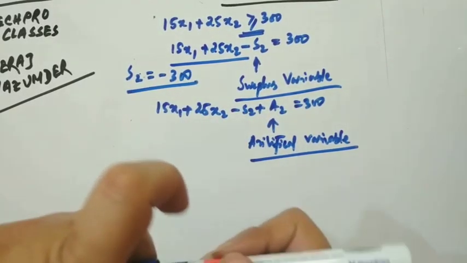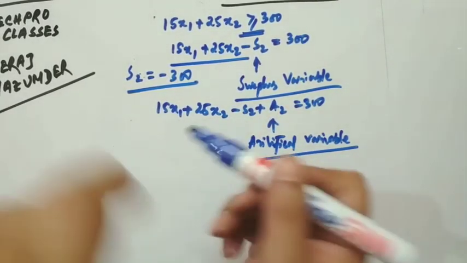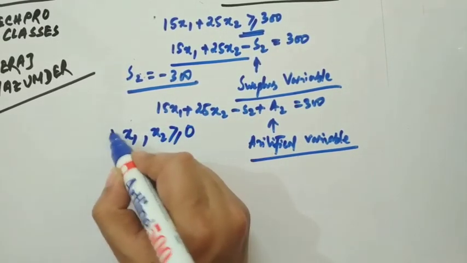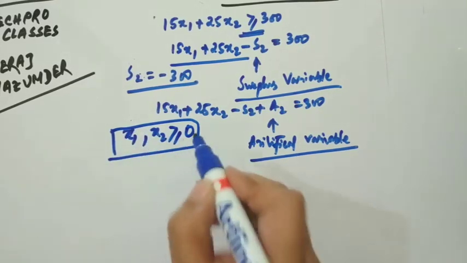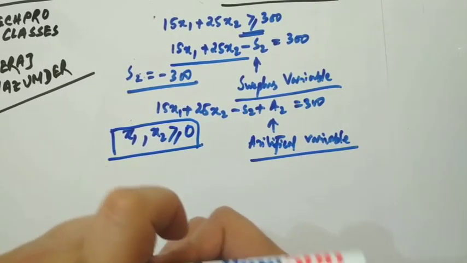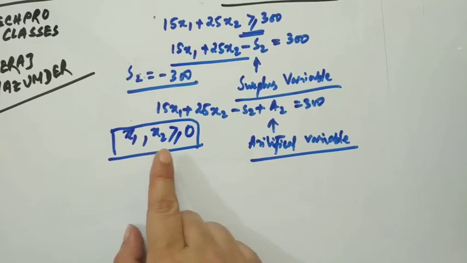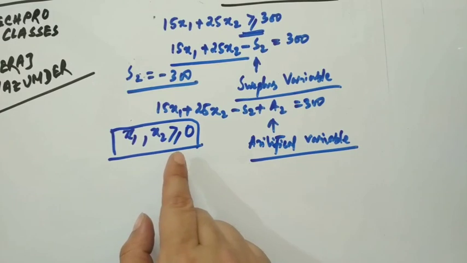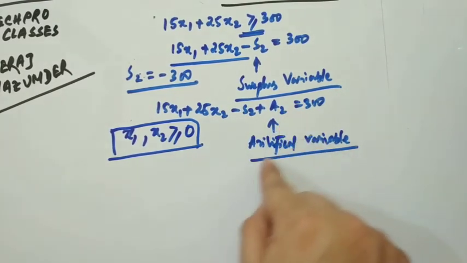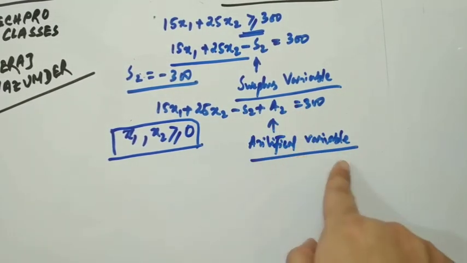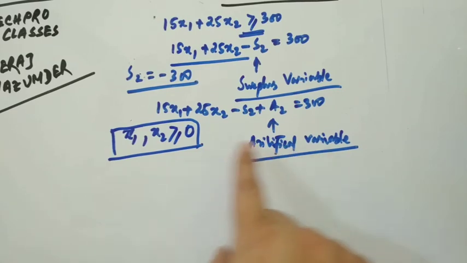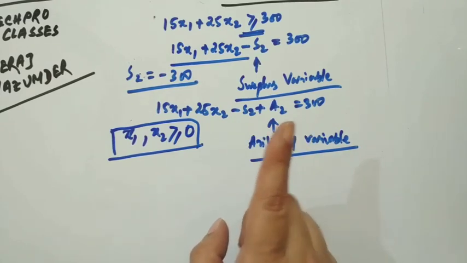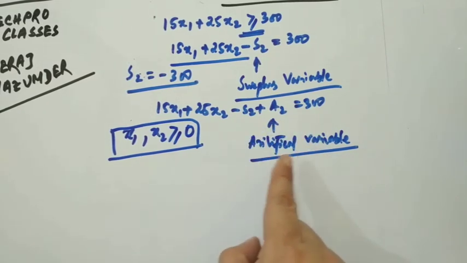Now we already assumed that x1, x2 are non-negative constants. In the previous classes I have shown you, we have to take these assumptions. Now in order to keep these variables non-negative, we have to introduce another variable that is known as artificial variable. So this is all about slack variable, the concept of surplus variable and the concept of artificial variable.